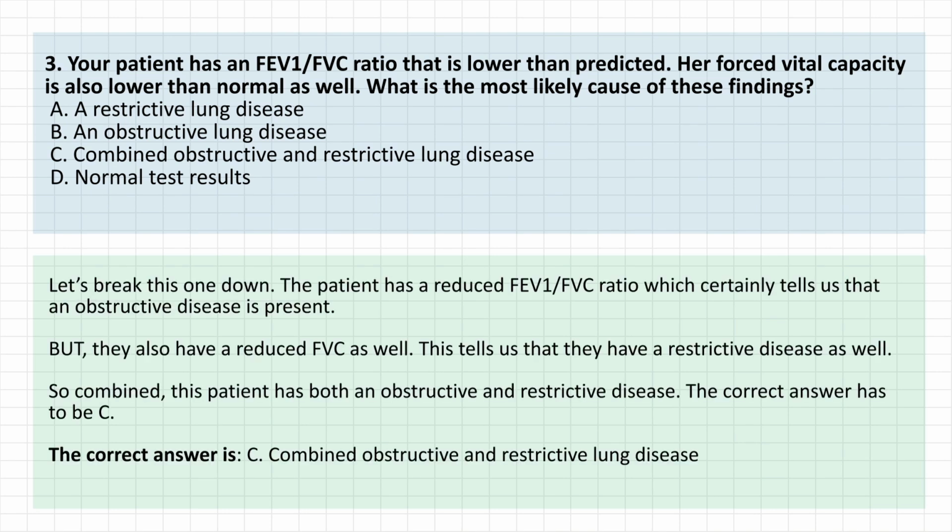Combined obstructive and restrictive lung disease. Let's break this one down. The patient has a reduced FEV1 to FVC ratio, which certainly tells us that an obstructive disease is present. But they also have a reduced FVC as well. This tells us that they have a restrictive disease as well. So, combined, this patient has both an obstructive and restrictive disease. The correct answer is C. Combined obstructive and restrictive lung disease.